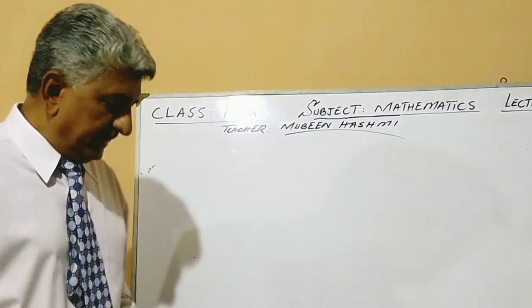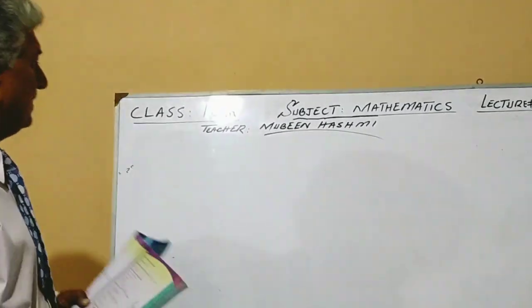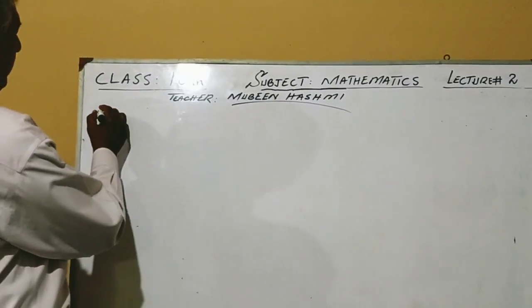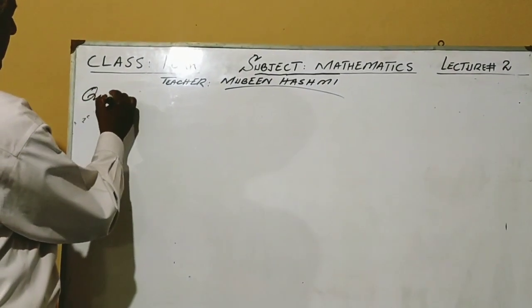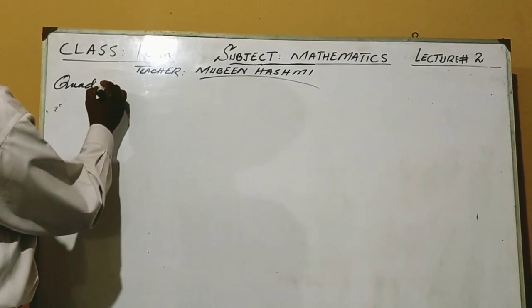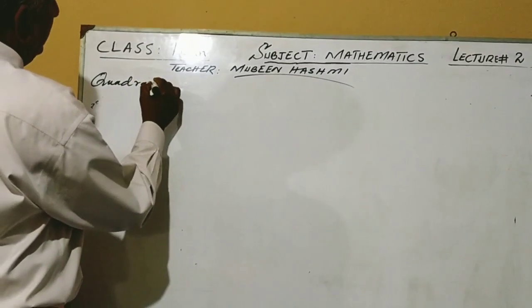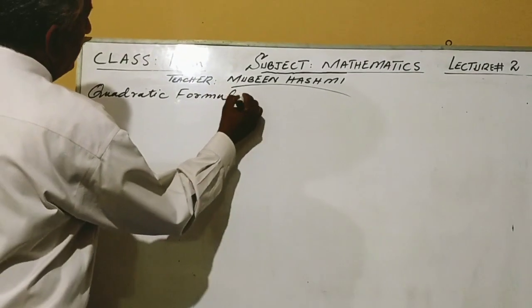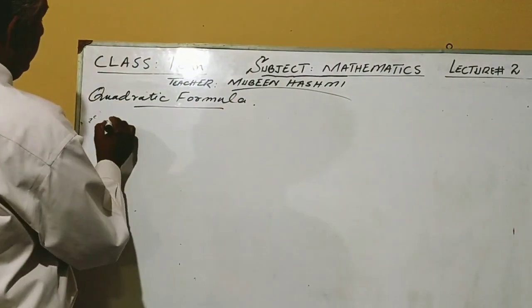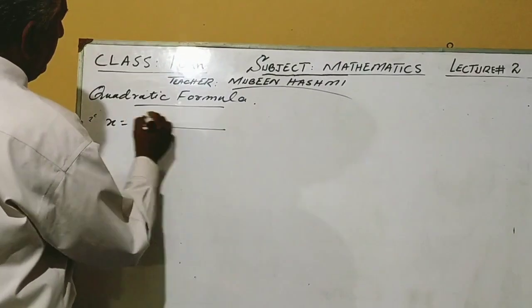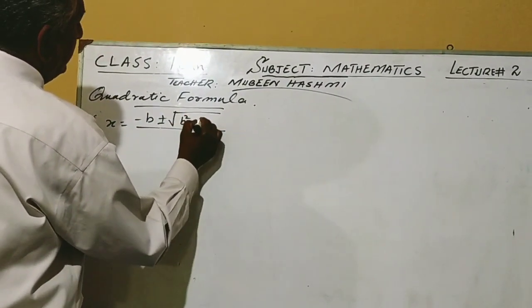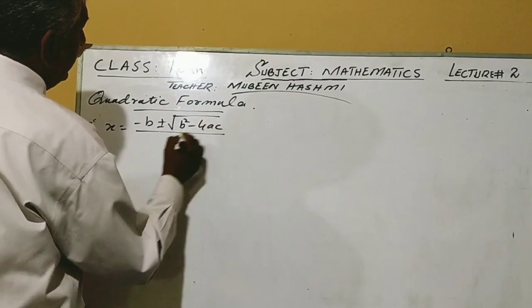Before starting the exercise, I would like to write here the quadratic formula. That is, the quadratic formula is this one: x equals minus b, plus minus under root b square minus 4ac, over 2a.